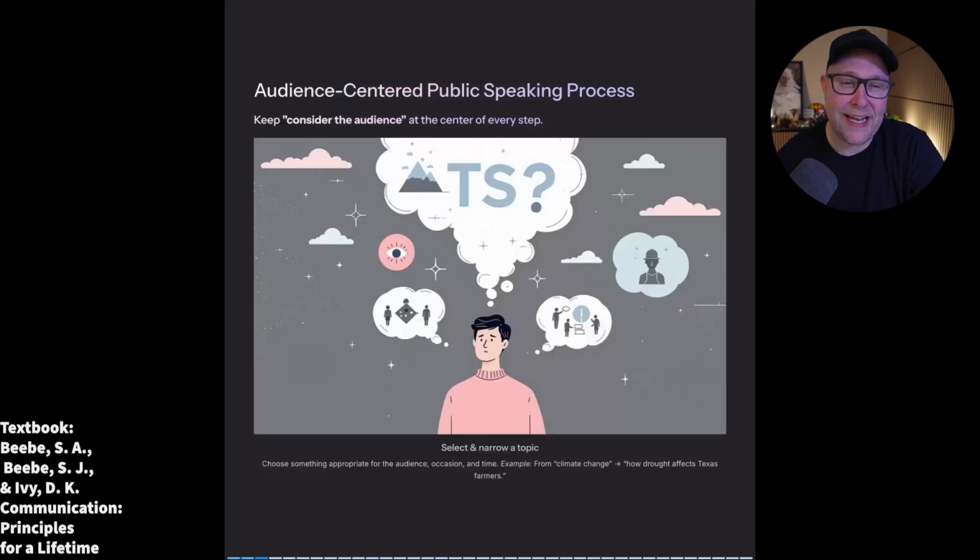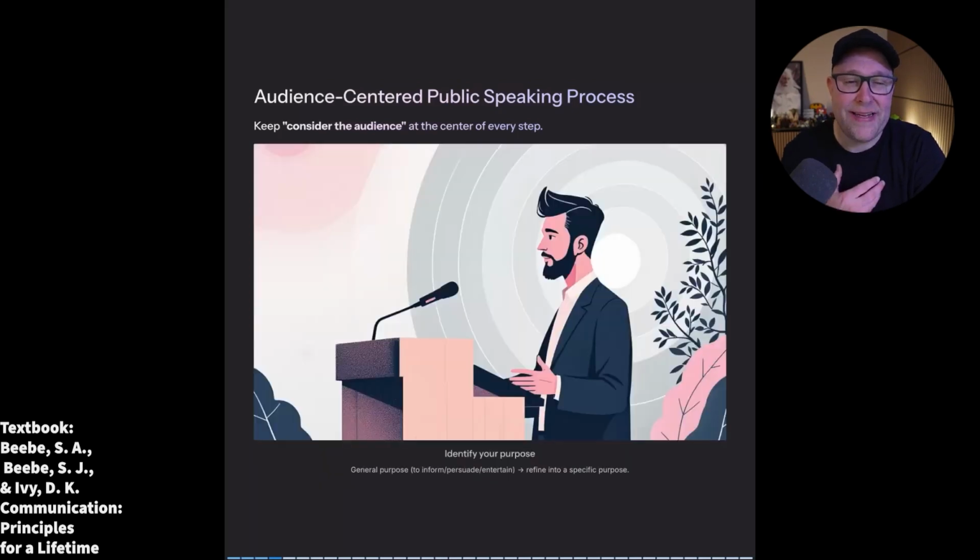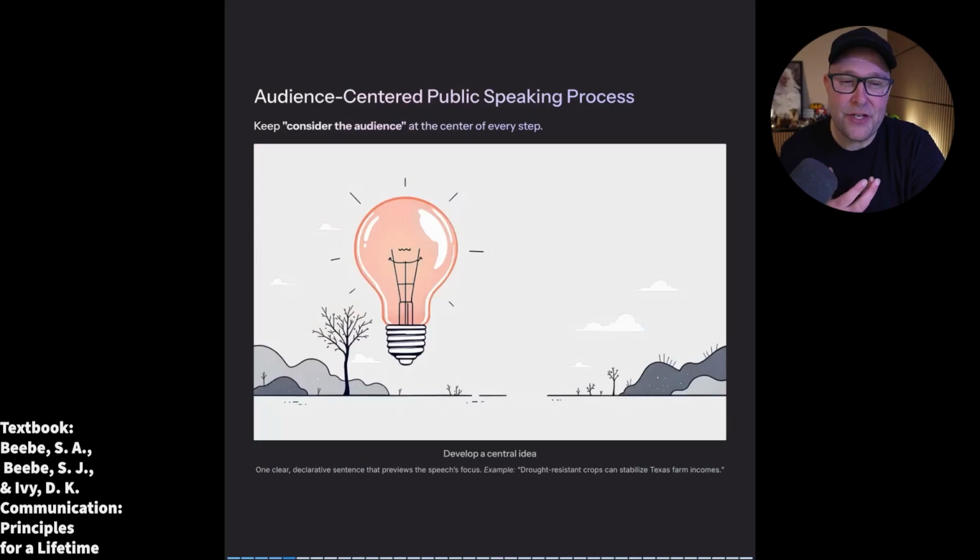When we're selecting and narrowing the topic, it's important to choose something appropriate for the audience, occasion, and time. When we identify your purpose, remember that your general purpose is to inform, persuade, or entertain. Refine it into a specific purpose. Developing the central idea involves one clear declarative sentence that previews the speech's focus. For example, drought-resistant crops can stabilize Texas farm incomes.